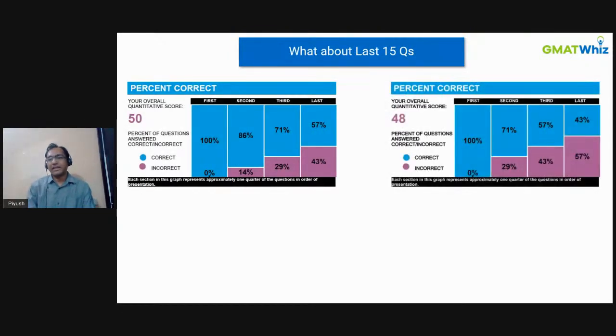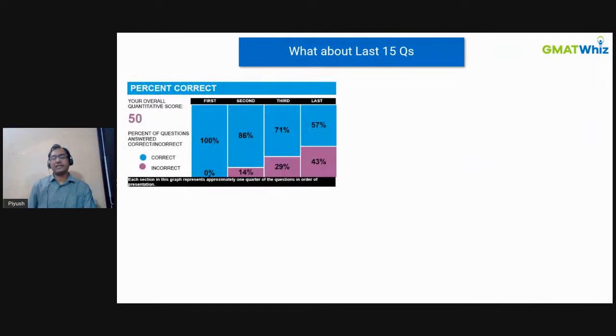Let's look at 3 ESRs now. Instead of 2, let's look at 3 ESRs. Okay, this is the ESR that you have already seen. Look at the accuracy of the student in the last 2 quarters. If you look at the overall accuracy, it is somewhere around 66%. So this student got 2 out of every 3 questions right.